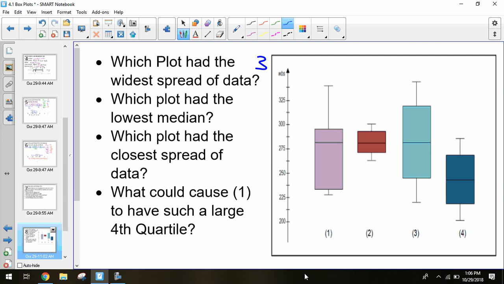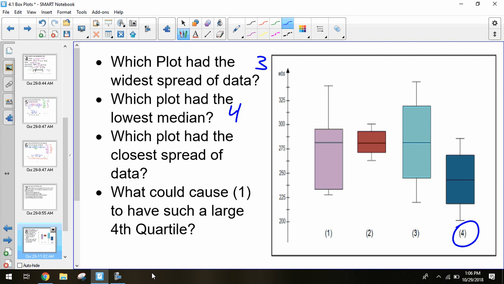Which box plot has the lowest median? 4. How do you know it's 4? It's the lowest. The median represents that middle number inside your box plot. Our fourth one has a median that's way down here compared to our other ones, which are all the way up around 270. So 4 would be the box plot with the lowest median. This tells us the data set from 4 is much lower on average compared to our data sets from 1, 2, and 3.